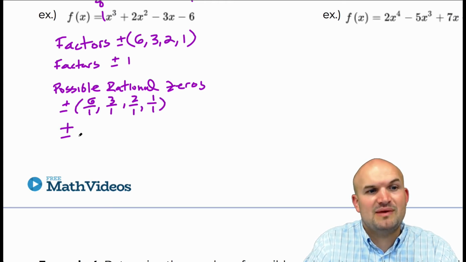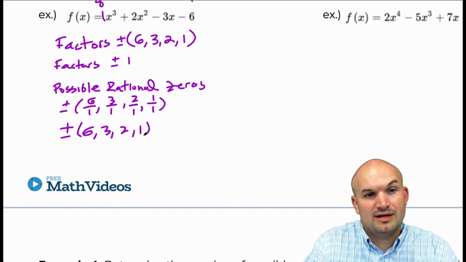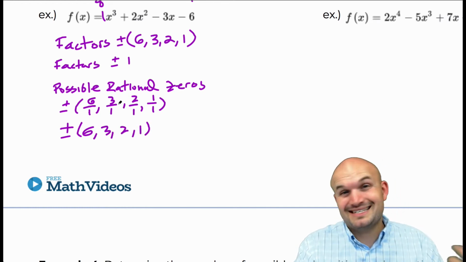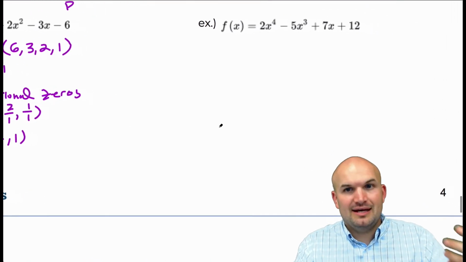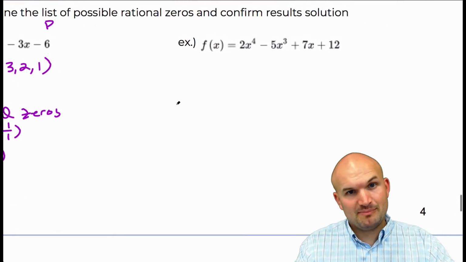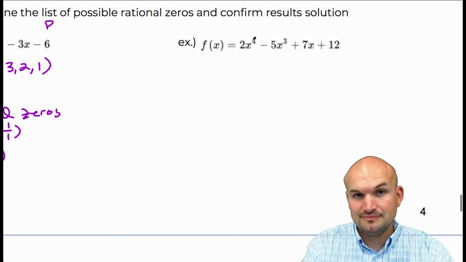You can see the list of possible rational zeros is going to be 6, 3, 2, and 1. So when you have 1 as a coefficient, it's kind of nice, right? I mean, you really didn't have to do too much math. In this case, we have a little bit bigger numbers, and we definitely have some coefficients that we could write out.